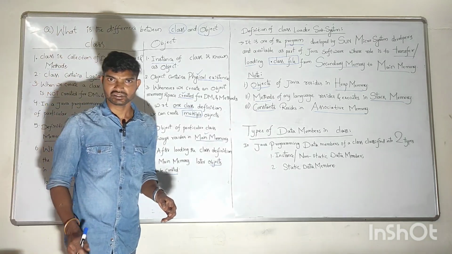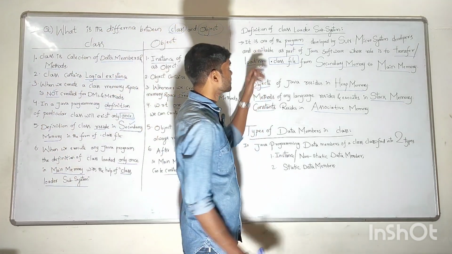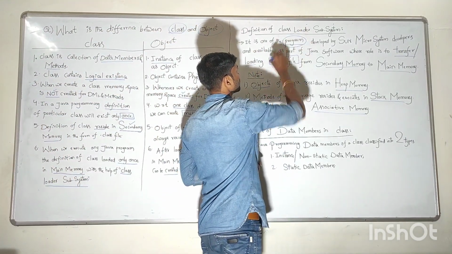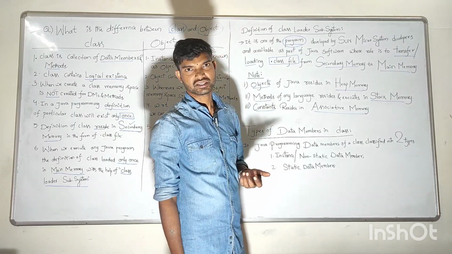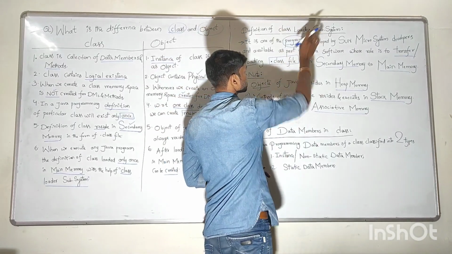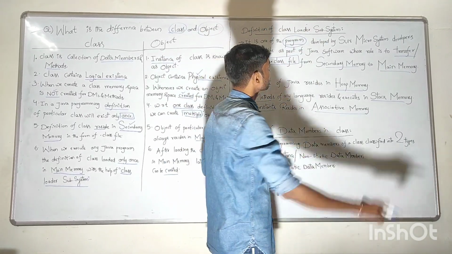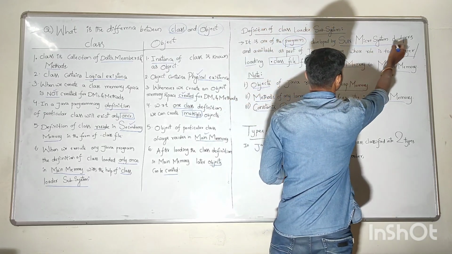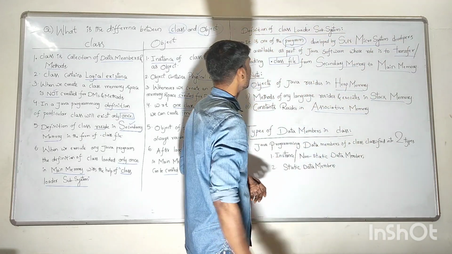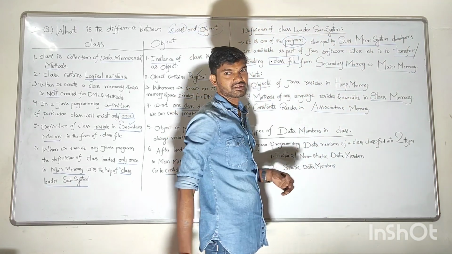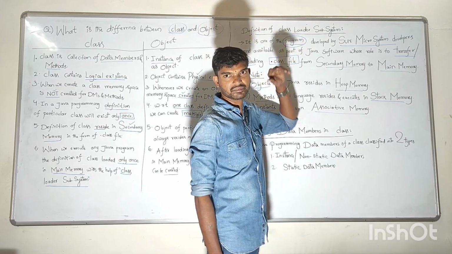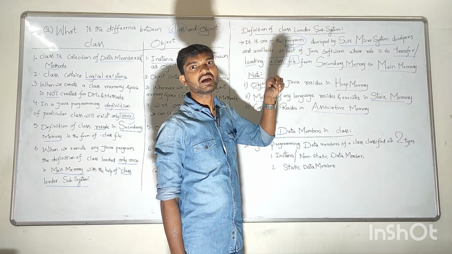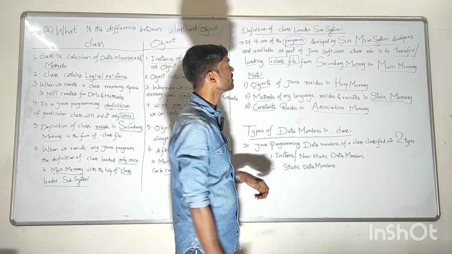So what is the class loader subsystem? The class loader subsystem is simply a program. What is a program? It is a set of instructions. So the class loader subsystem is a program developed by Sun Microsystems developers and available as a part of the Java software.